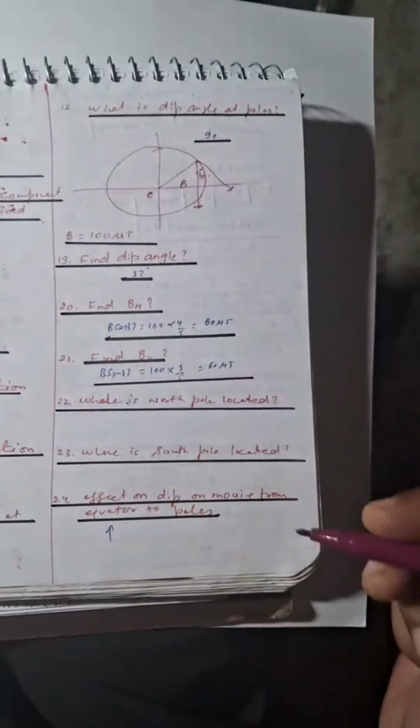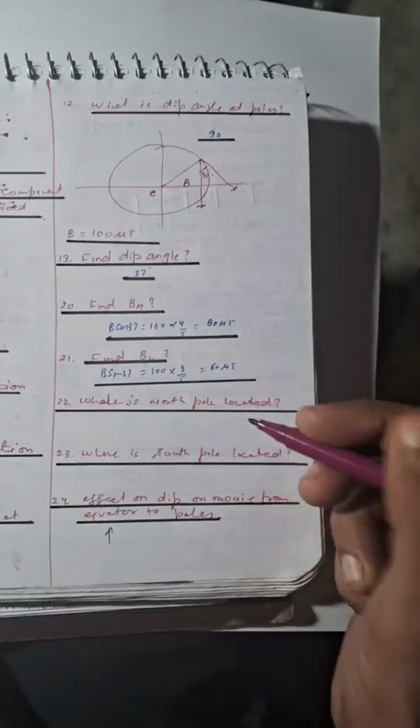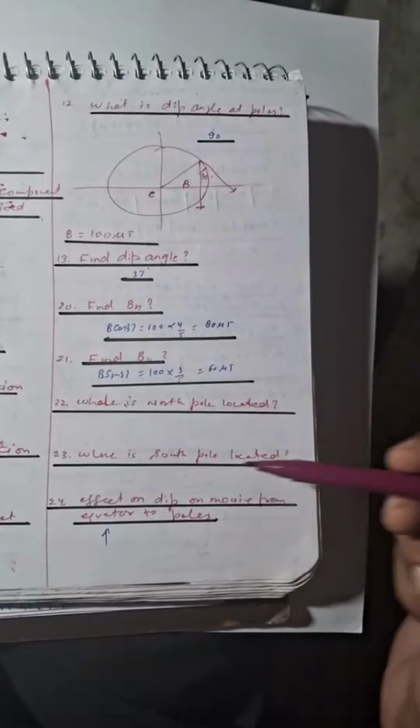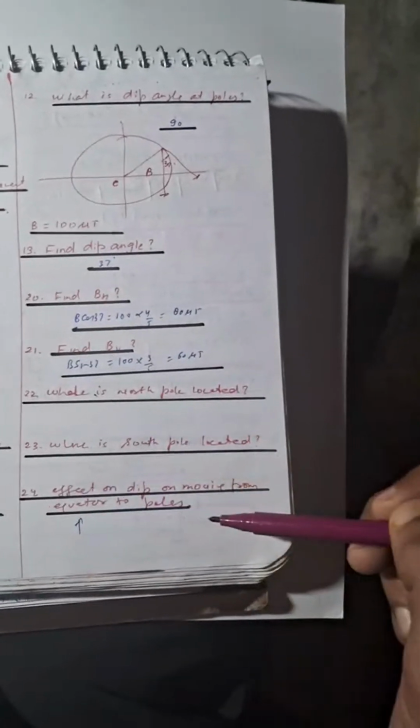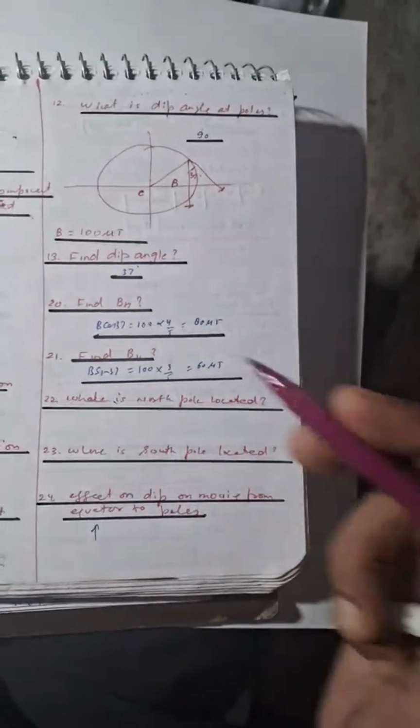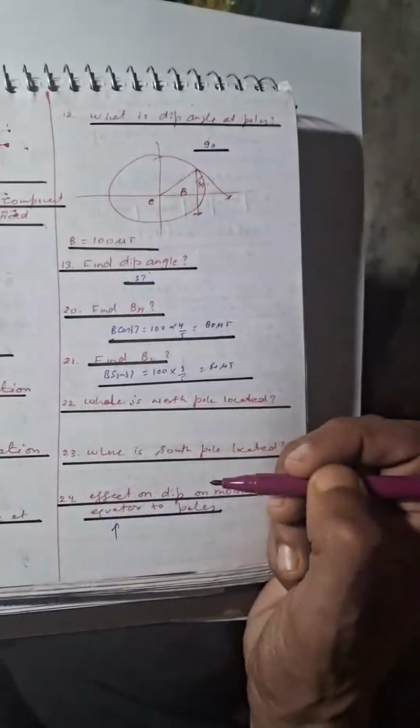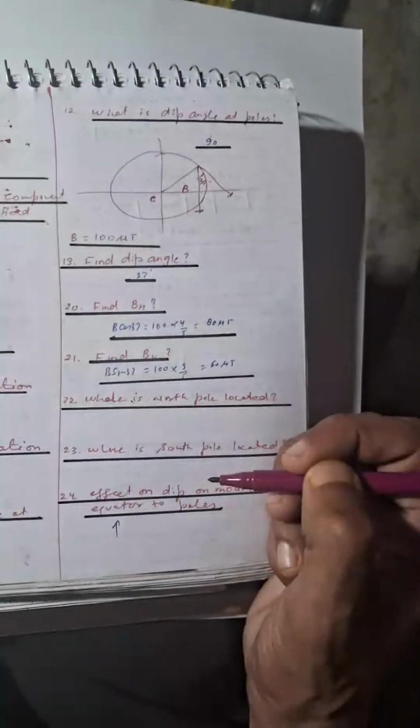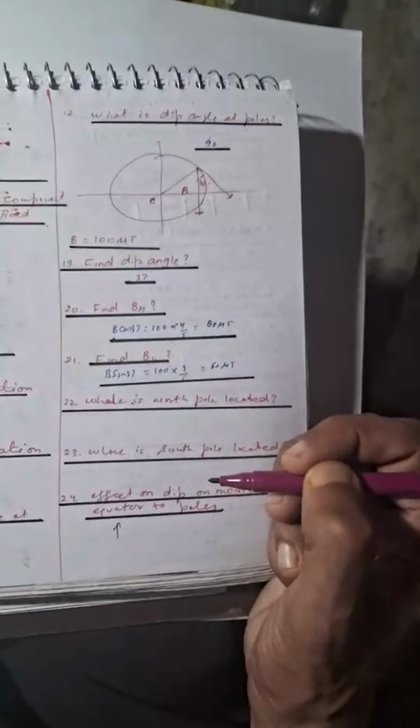And there are certain questions which are left as an exercise, like where is the North Pole located, where is the South Pole located, and the effect on dip on moving from equator to pole. So when we move from equator to pole, the dip angle will increase.